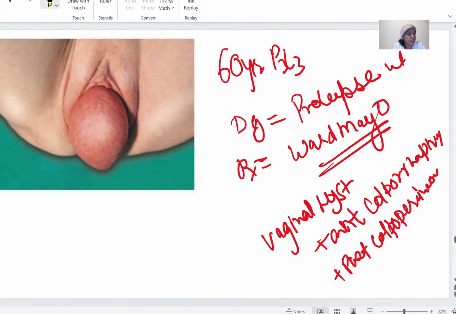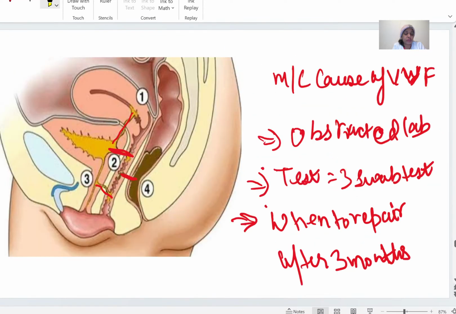The first fistula is the uterovaginal and bladder, utero-vesical fistula. The second fistula is the vesicovaginal fistula. The third fistula is the urethra and vaginal fistula. The fourth fistula is the rectum and vaginal fistula.